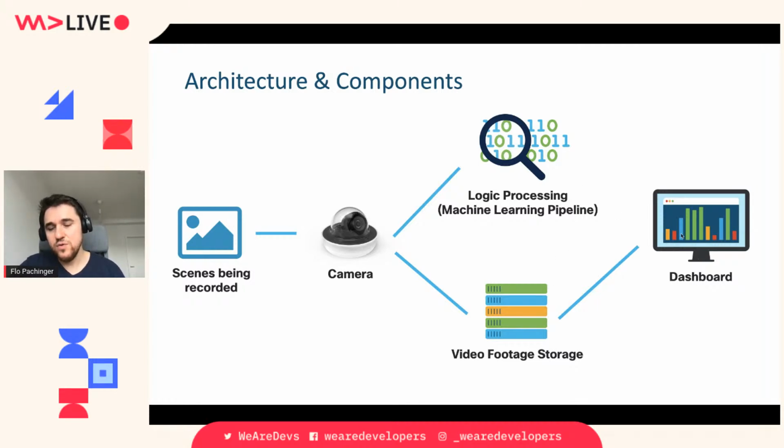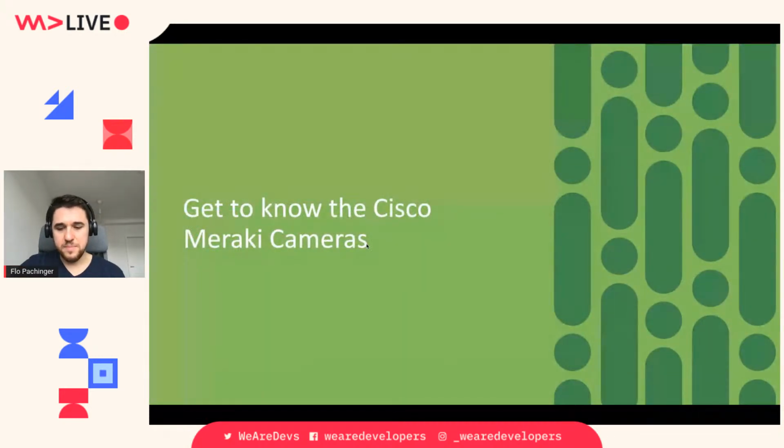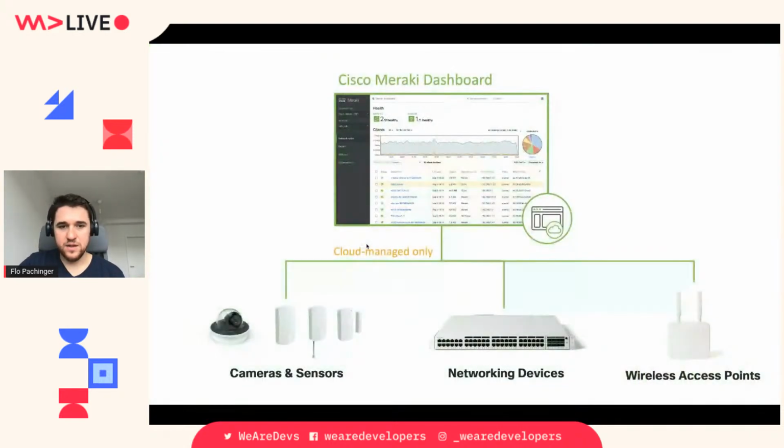Basically, the results will then be shown in the dashboard. On the dashboard, a very interesting component is what we can see, like how many people are going through the camera. With that being said, this is the architecture. Let's go a bit more into the Cisco Meraki cameras so that you can see the capabilities and how to integrate.